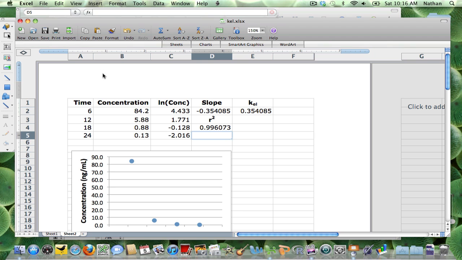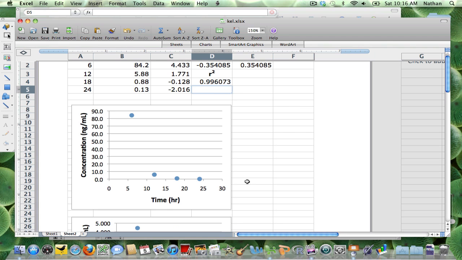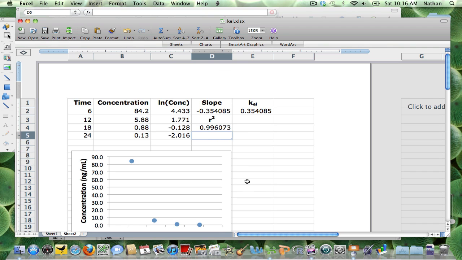Here in Excel, I have some data. The first column contains the time data. The second column contains the concentration data. The graph below shows the concentration time plot in linear scales. The first step is to convert the concentration to log concentrations. We do that using the function in Excel called the natural log function.